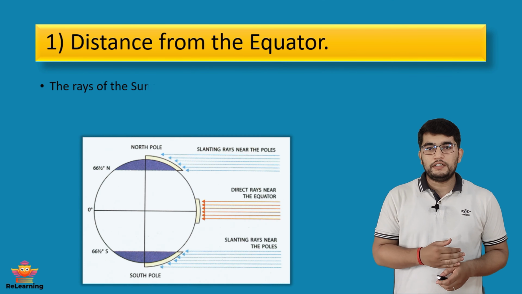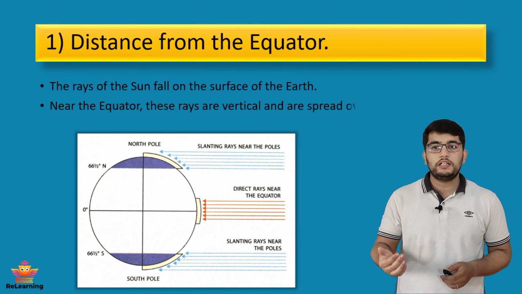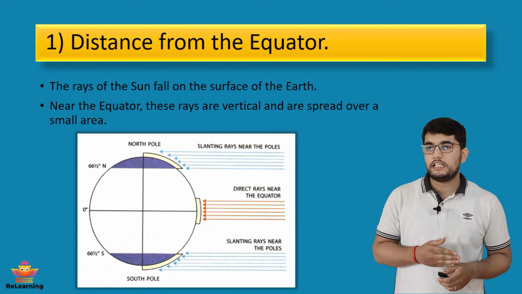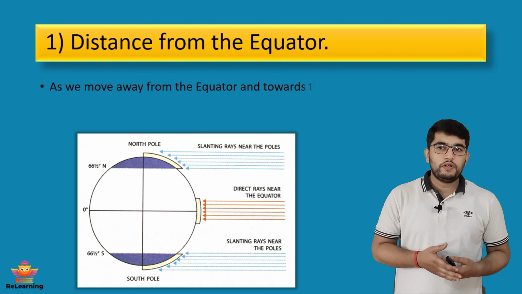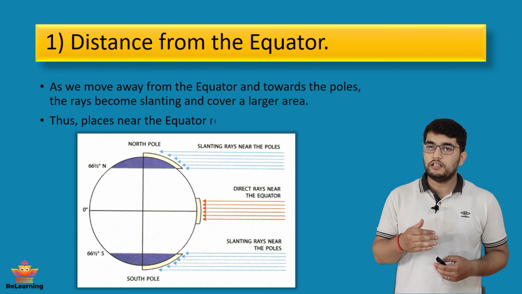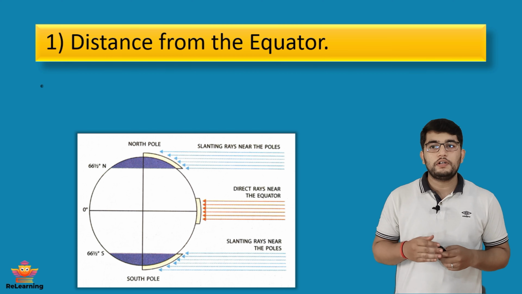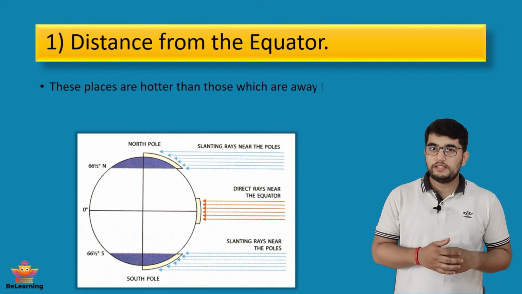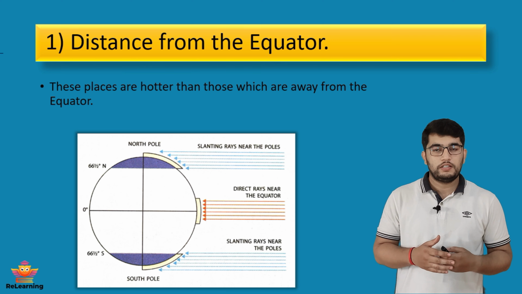Distance from the equator. Now, the sun rays fall on the surface of the earth. Near the equator, these rays are vertical and spread over a small area. So, as we move away from the equator and towards the pole, the rays become slanting and cover a larger area. Thus, places near the equator receive more heat. These places are hotter than those which are away from the equator. Getting it? Let's see the next one.